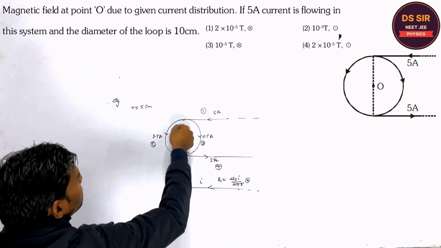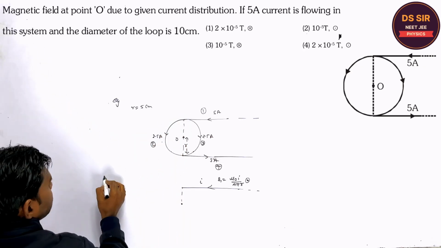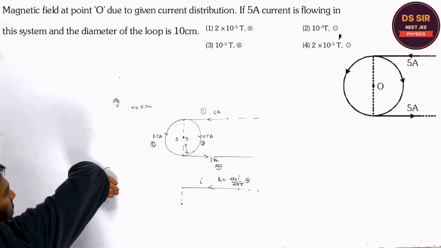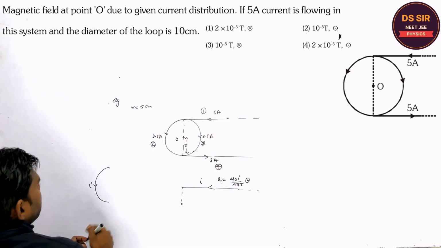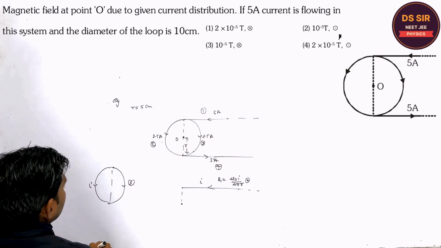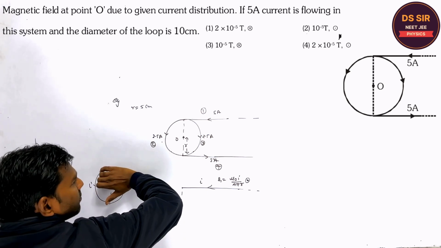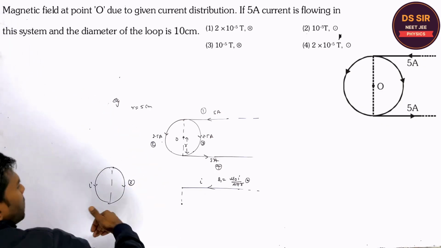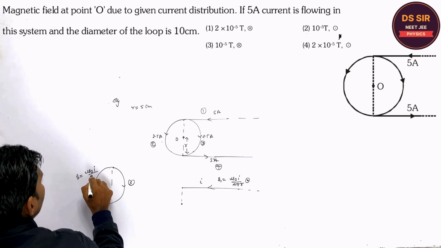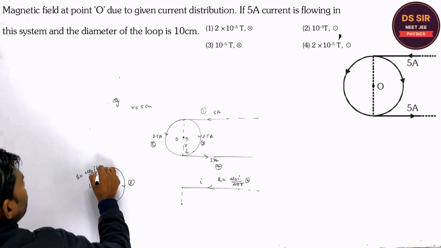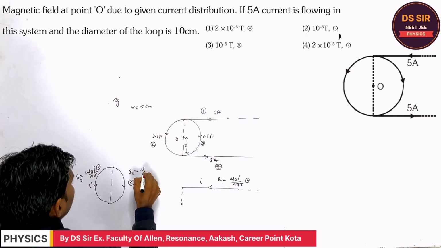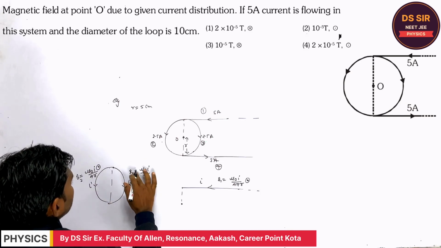Listen, this is the semicircle. This is the second part. Because of this second part, the current is out. And because of this third part, the current is in. Due to this out, this is in. B is equal to what? Mu naught I upon 4R. It is out. Is it clear or not? B3 is mu naught I upon 4R.